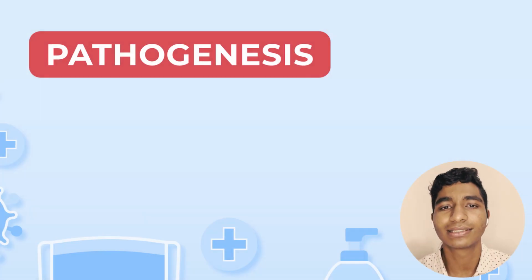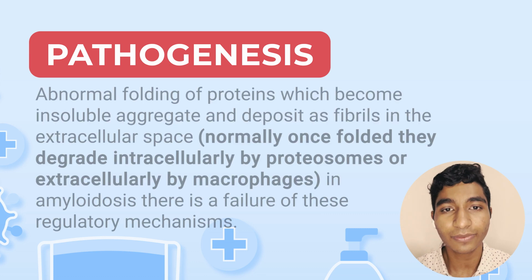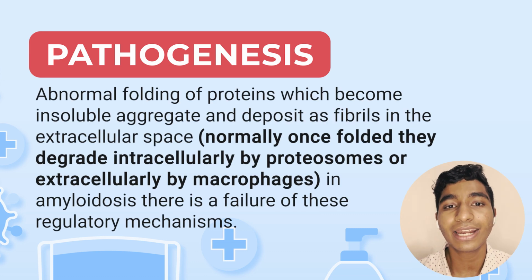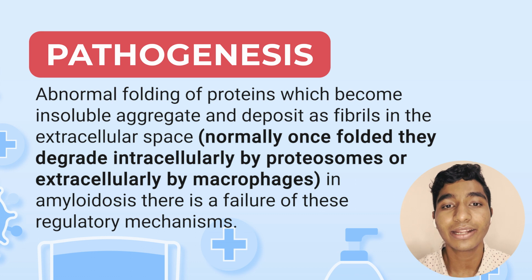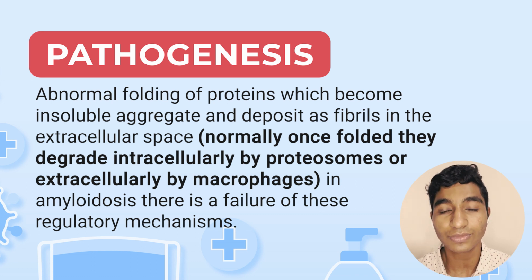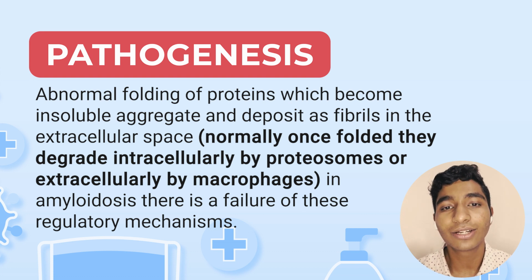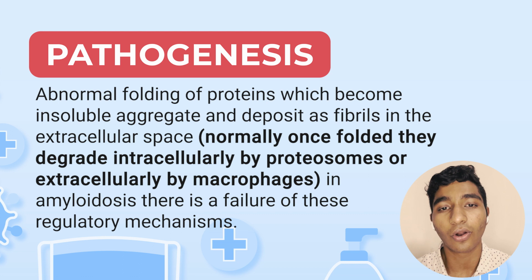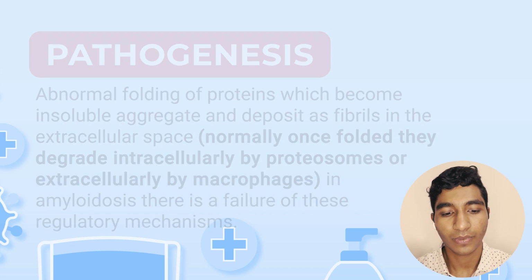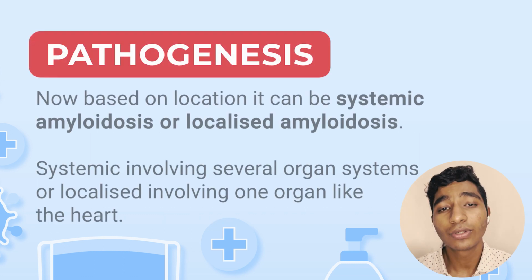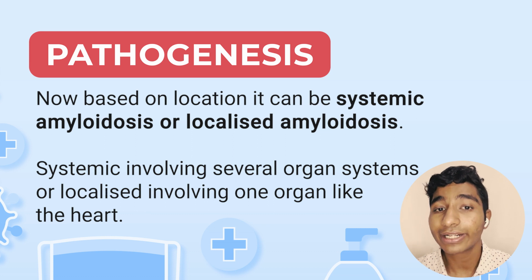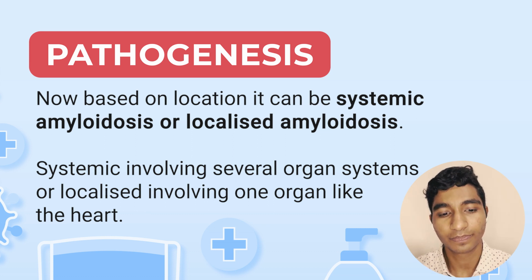Now, pathogenesis, as we spoke about earlier, is that usually proteins at the end of their lifespan are degraded intracellularly either by proteasomes or extracellularly by macrophages. Now, if this fails to occur, these proteins won't get degraded, they will clump out extracellularly and lead to a set of symptoms and this disorder called amyloidosis. Now, amyloidosis can either be systemic or it can be localized to a certain organ, right?